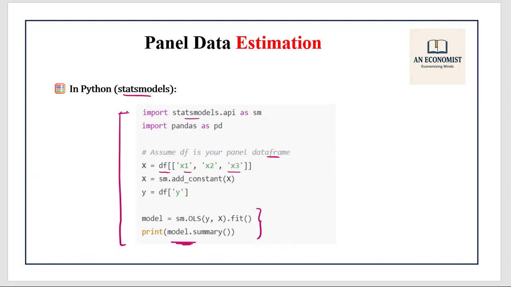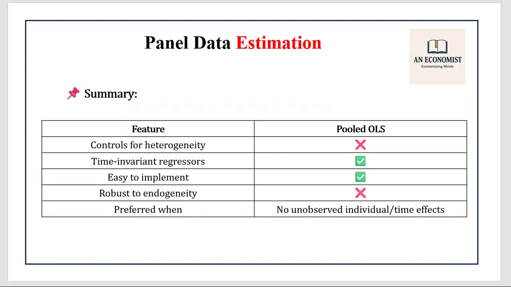So the final thing, this is all basically I wanted to share with you. Now the summary table I have given. What are the basic features of the pooled OLS at a glance? If you want to understand the entire thing at one glance, you can see this chart. What are the different features? Does your pooled OLS model control for heterogeneity? We have seen no. It's a big no.